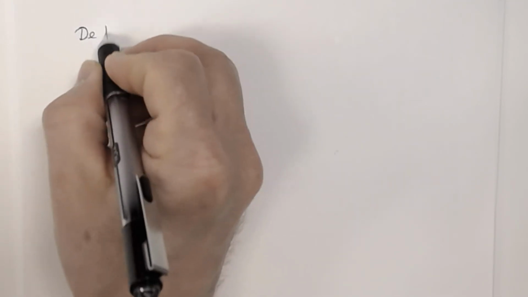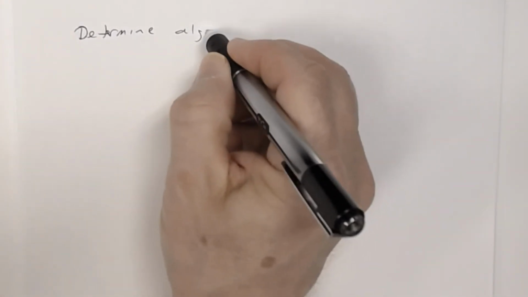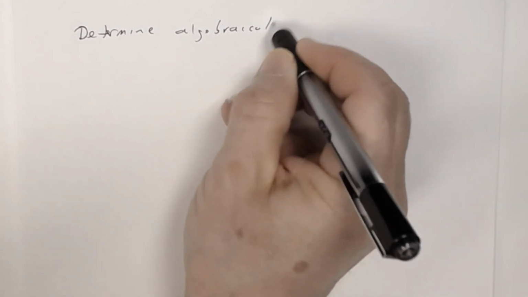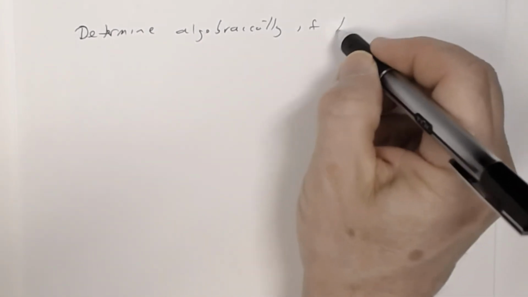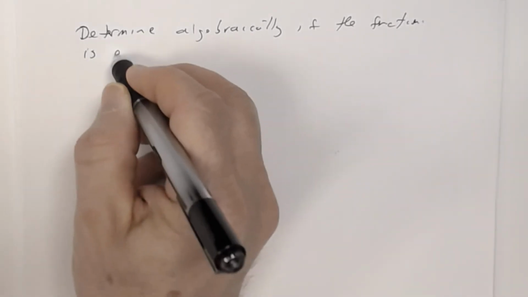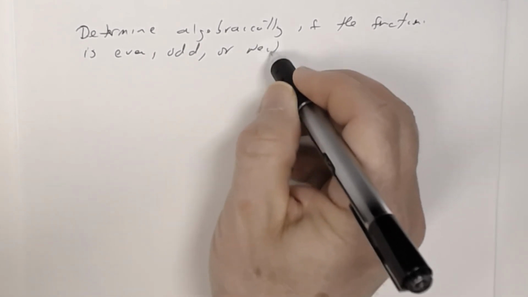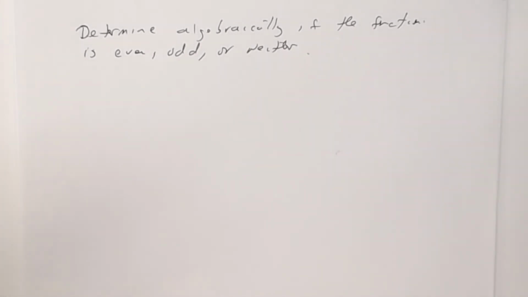Determine algebraically if the function is even, odd, or neither. Even, odd, or neither. Okay? All right, so let's do the first one. So here's number one.